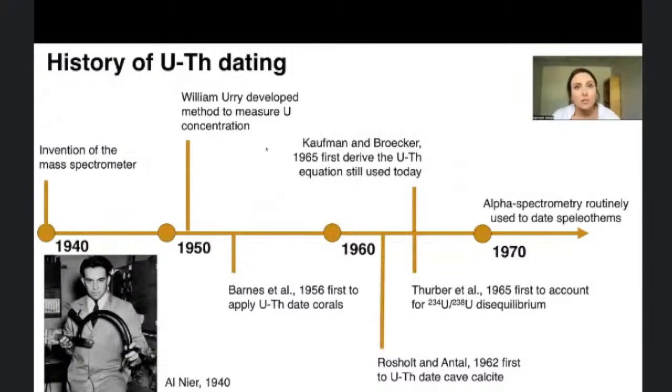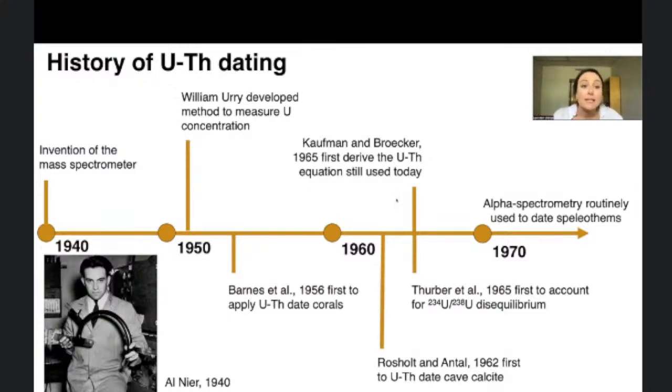that about a decade later allowed William Urey to measure uranium concentrations in a carbonate material. My understanding is that the earliest paper I could find of an example of uranium-thorium dating goes back to Barnes et al. 1956, where they applied uranium-thorium dating to corals. But it took about a decade later before people started to catch on to this idea of 234 to 238 disequilibrium, which is what we talked about before.